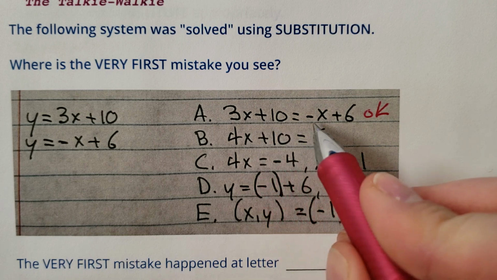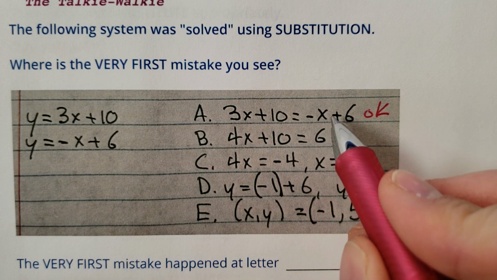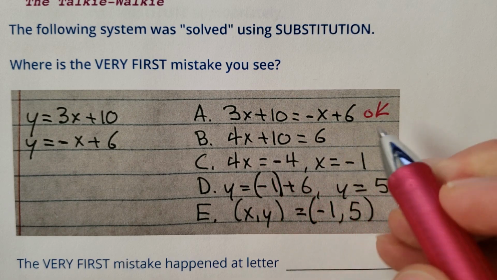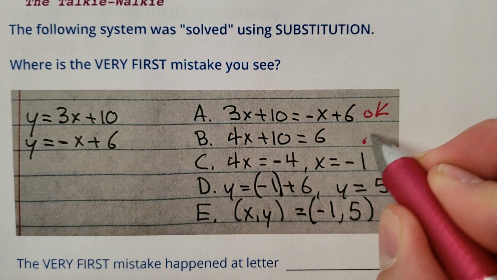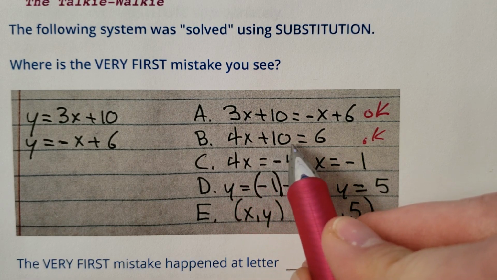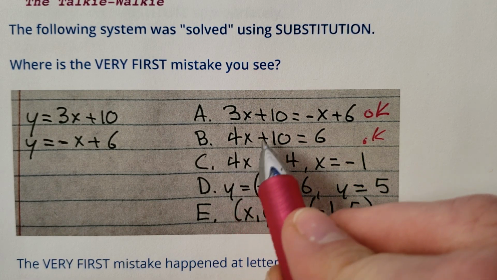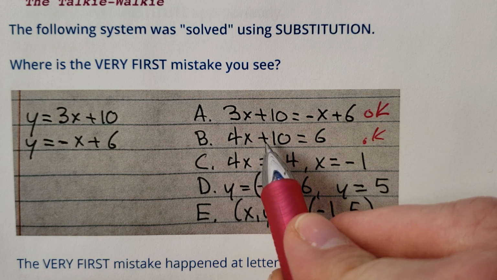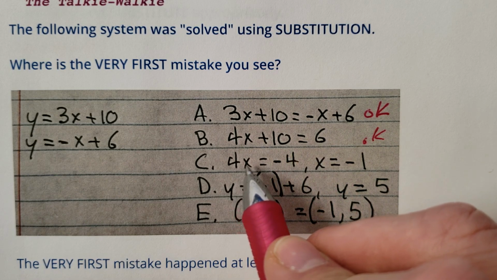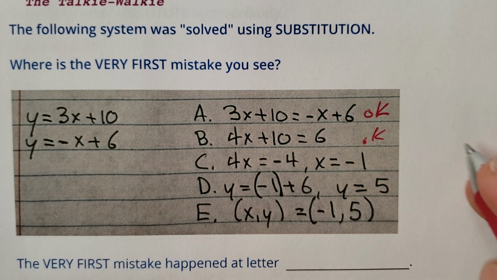Now see here, if I were to get rid of a negative x, I would add x to both sides. So I'd have a 4x plus 10 equals a 6. That's okay. The next move I would do is subtract 10 from both sides. So minus 10 would be 4x equals a negative. Okay, that's still doing okay.